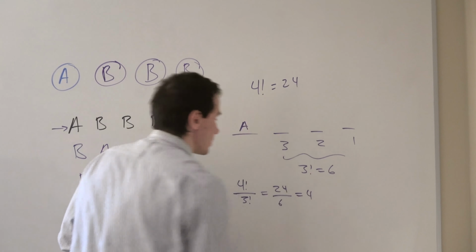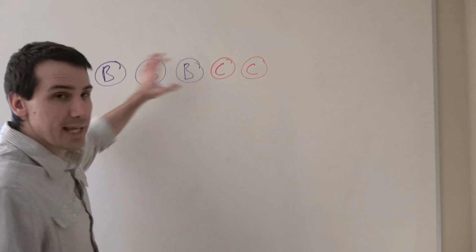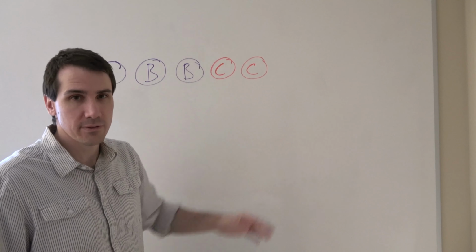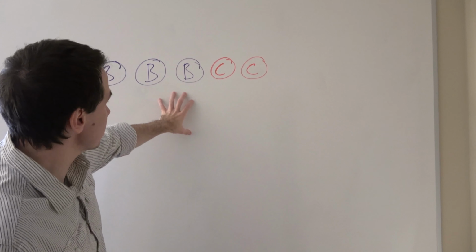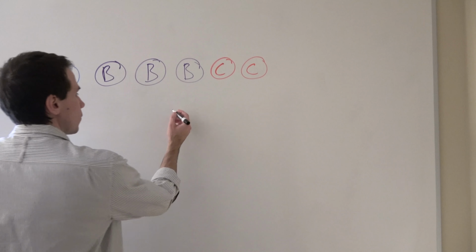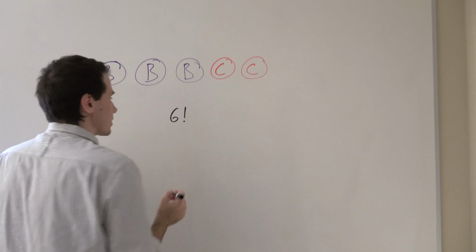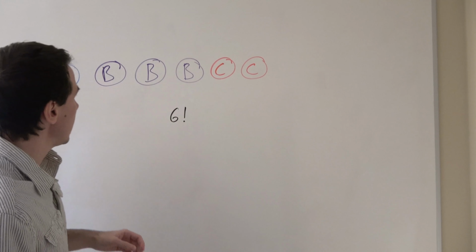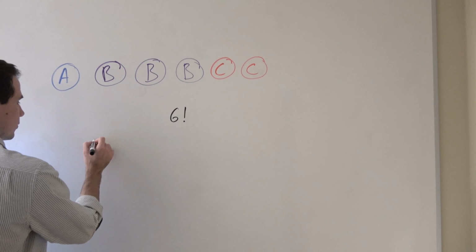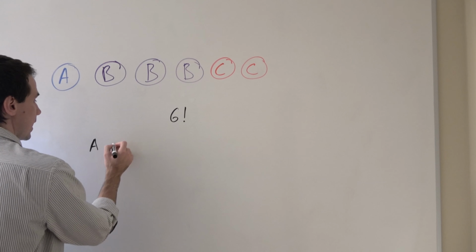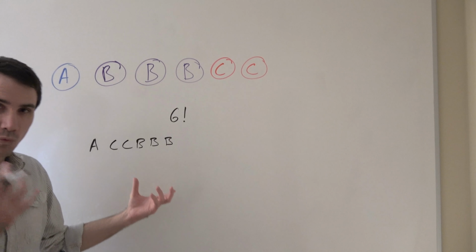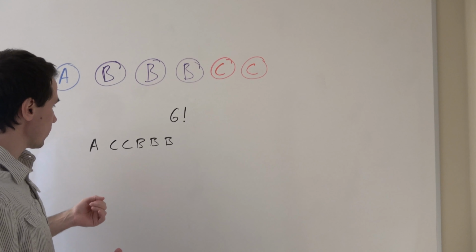We can extend this idea of indistinguishable particles that we can't tell the difference between, to any number of particles, even if we have particles of 3 different types, for example. So there are 6 total particles here. So we would naively think that there should be 6 factorial different ways of rearranging these particles. However, let's just write down an example. So I'll just pick A, C, C, B, B, B, right? This is one of the ways that I could reorder it.